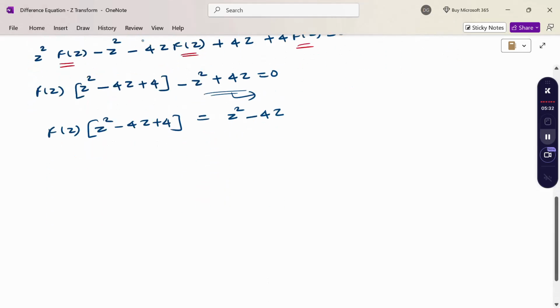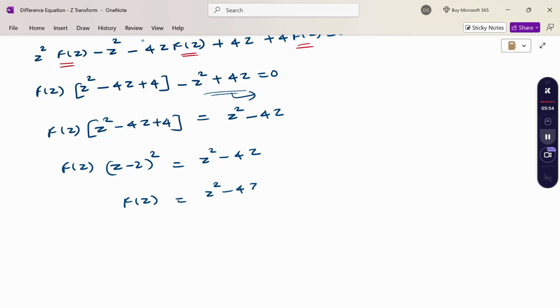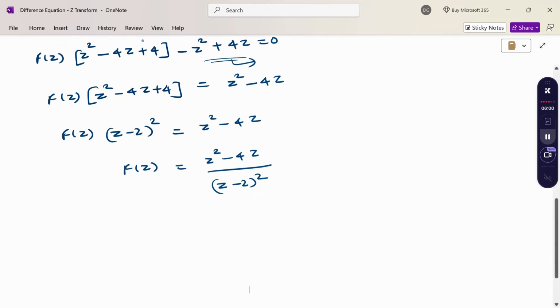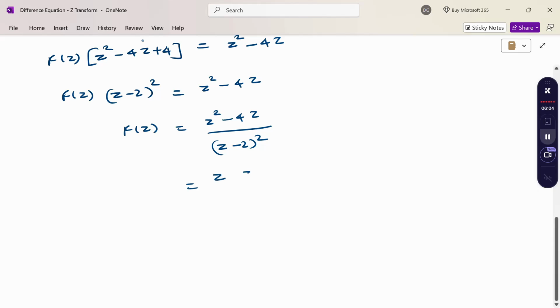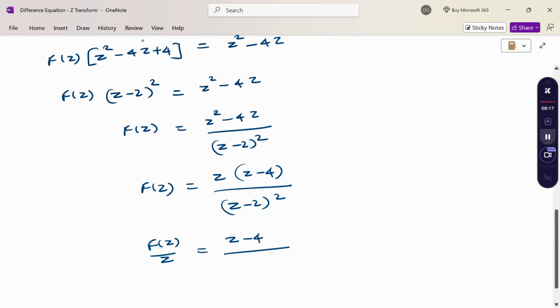Now whenever I am looking at this, a square minus 2ab plus b square is nothing but a minus b whole square. So z square minus 4z plus 4 is z minus 2 whole square. So f of z equal to z square minus 4z divided by z minus 2 whole square. In the numerator I am going to take z common: z into z minus 4, divided by z minus 2 whole square. Taking this z to the left hand side, f of z by z equal to z minus 4 by z minus 2 whole square.